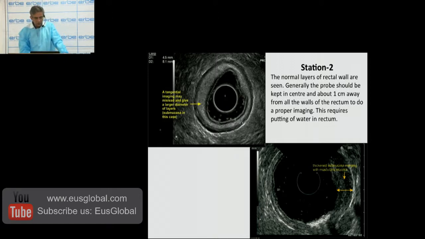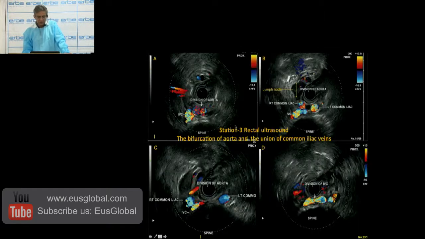Wherever sound is reflected, that layer is hyperechoic. This particular layer is hyperechoic because it contains a lot of fat in the submucosa, and this is the layer outside. So there are 3 hyperechoic layers, each with its reason, and 2 hypoechoic layers, each again with its reason. The first and last layers reflect refraction, and the third hyperechoic layer shows the fat-containing submucosa.